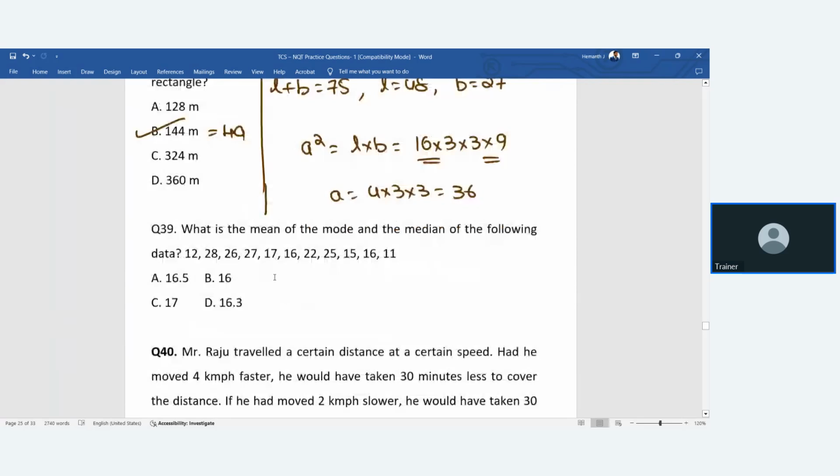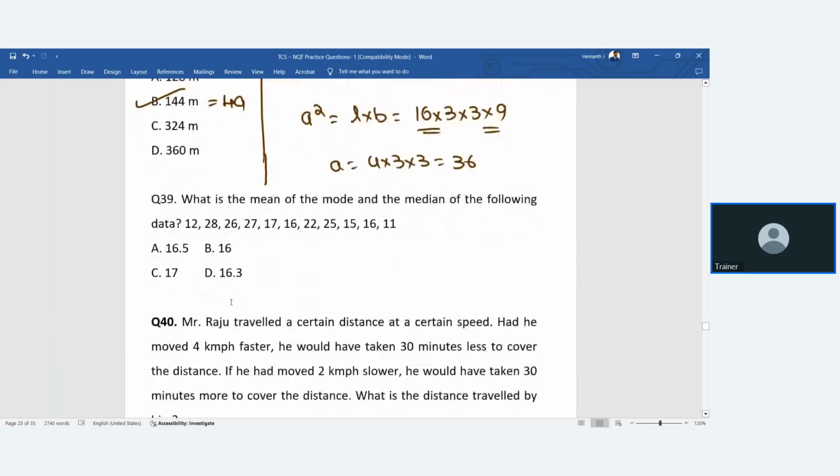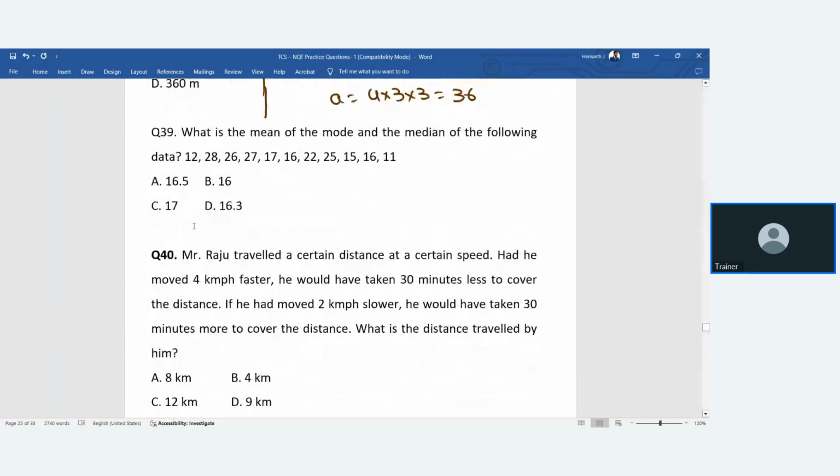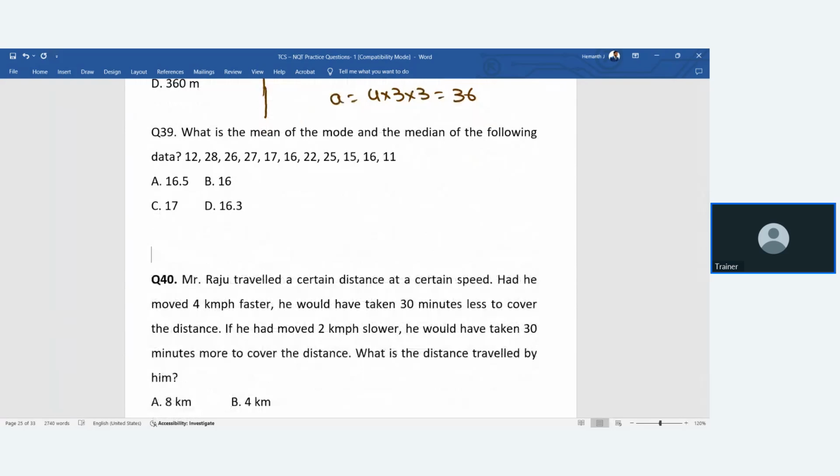Look into this 39. We'll complete 40, then we'll take a break. So 39 and 40. 39 question, again statistics. We're discussing only quant topics, quant related previous TCS questions. If you have any other question from your end, and if you are not able to solve it, please let us know. We'll have a discussion.